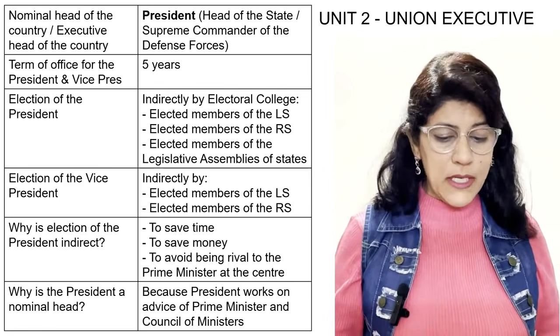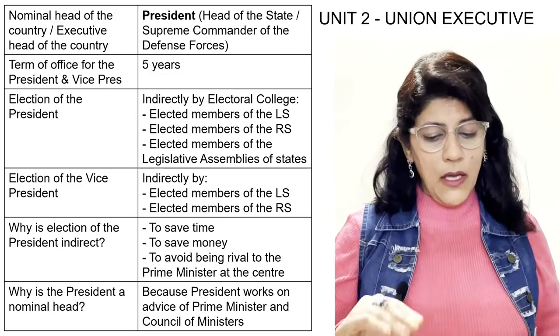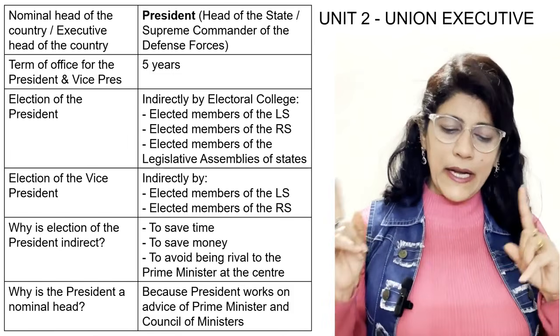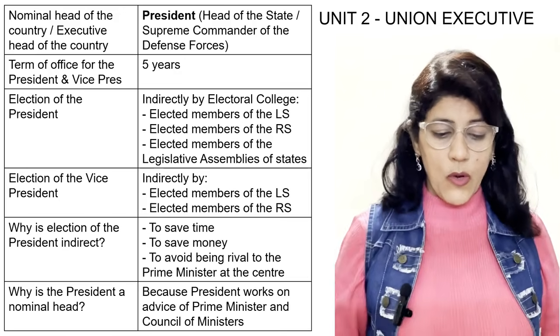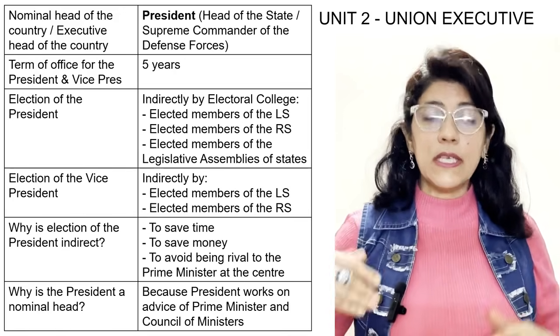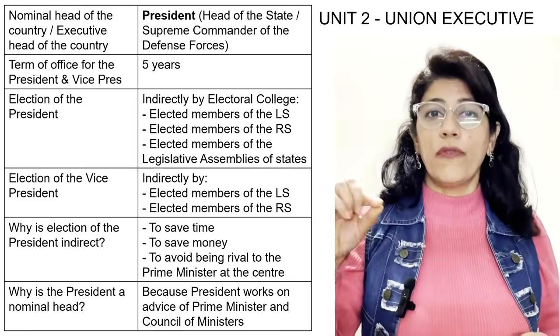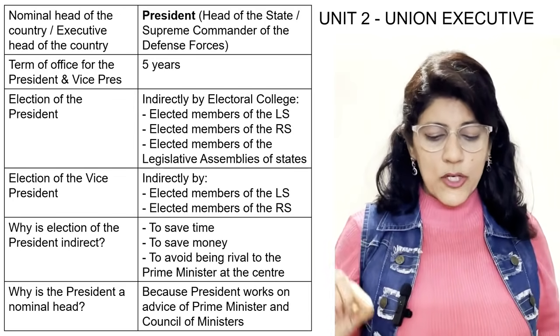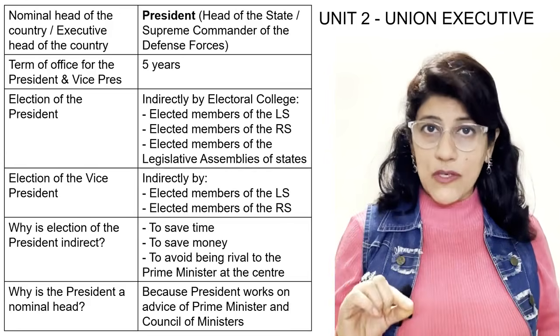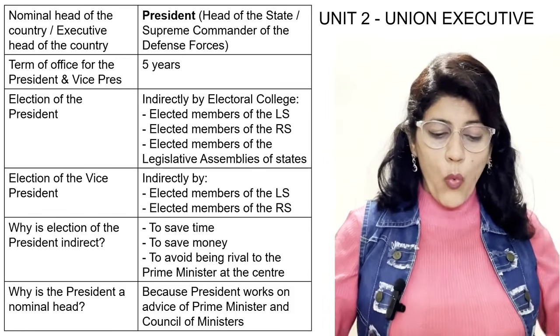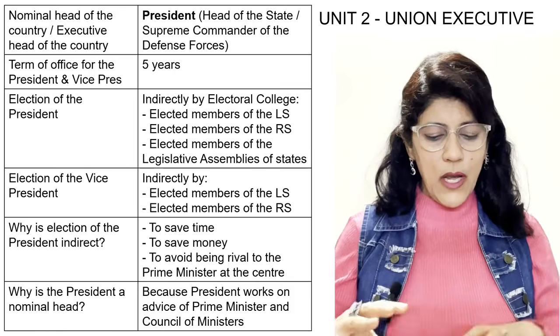Election of the vice president indirectly by elected members of Lok Sabha and elected members of Rajya Sabha. Why is the election of the president indirect? Why are indirect elections conducted? To save time, to save money, to avoid being rival to the prime minister at the center. Why is the president a nominal head?